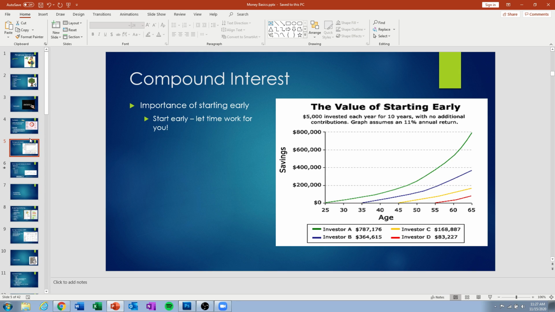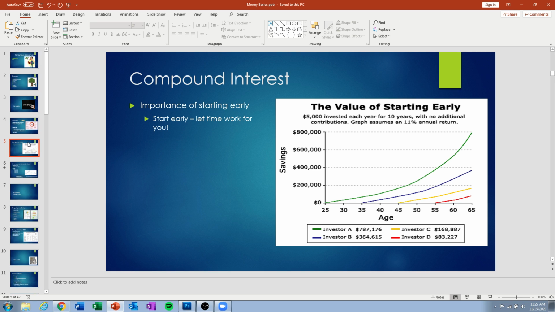So compound interest. We'll get into this more in the investing section, but it's really important to start investing early. I've got a graph displayed here, and it shows four different investors, depending on what age they start investing: 25, 35, 45, and 55. This graph assumes an 11% annual return, which is kind of ridiculous. But regardless, it's $5,000 invested each year for 10 years with no additional contributions.